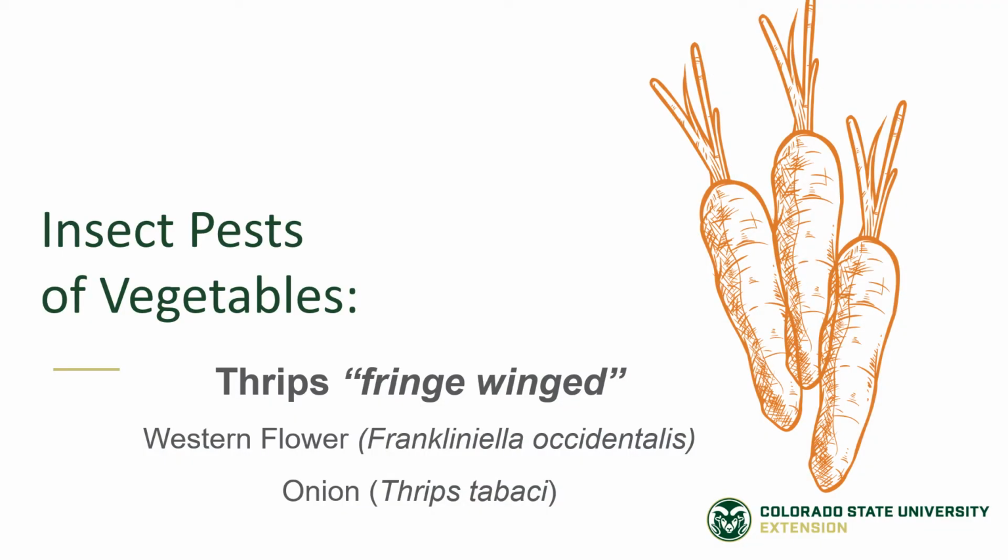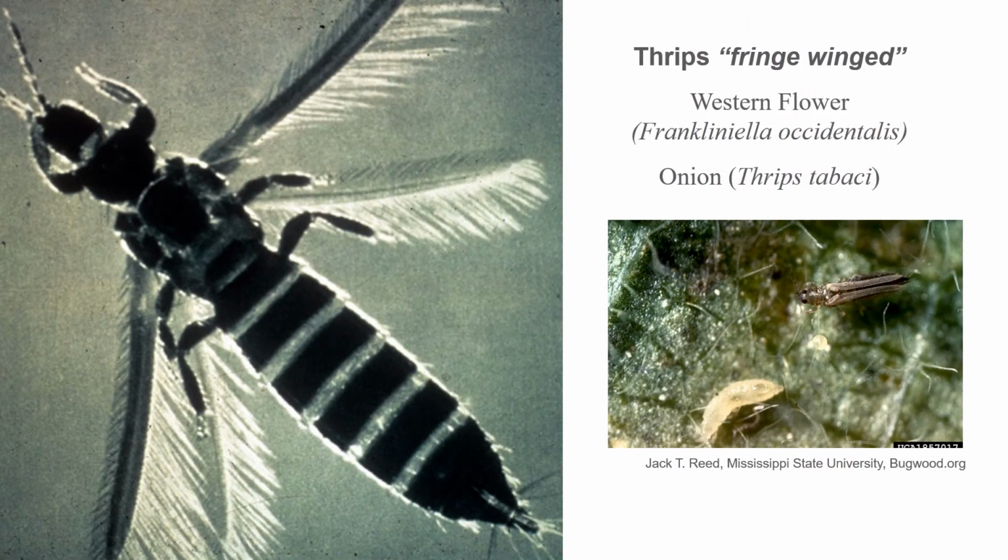Insect pests of vegetable gardens. Thrips. Thrips are fringe-winged insects, and we have two types that are the most problematic in our vegetable gardens. There's the western flower thrips and the onion thrips.